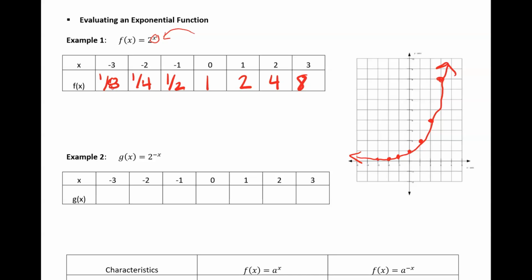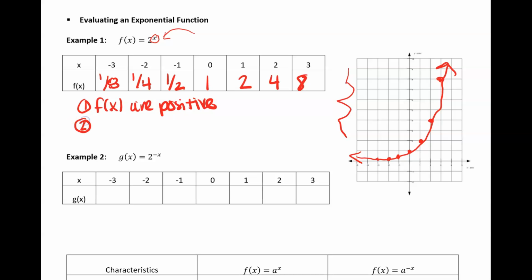We can see that, first of all, our f of x's are positive. No matter if we were plugging in negatives or zeros, we still only got positive y values. You can see our function is only existing in those top 2 quadrants.